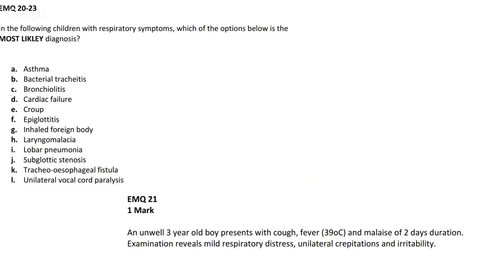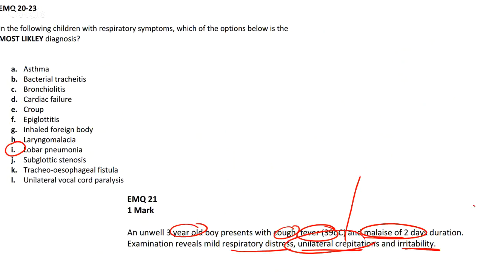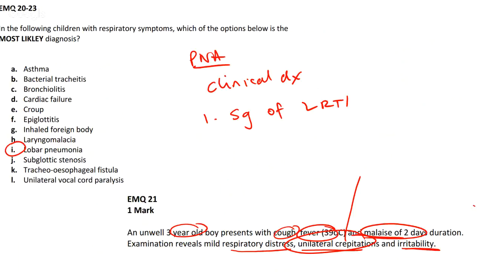Okay, so we're not even close to the end, but we'll keep going. An unwell 3-year-old boy with cough, fever and malaise of 2 days duration, respiratory distress, unilateral crepitations, and irritability. What do you think he has? Lobar pneumonia. The unilateral crepitations are always pathological if they're unilateral. Again, from RCH, pneumonia is a clinical diagnosis, and it's diagnosed when, 1, there are signs of a lower respiratory tract infection. What here is a sign of a lower respiratory tract infection? The unilateral crepitations, because you can only hear that in the lungs.